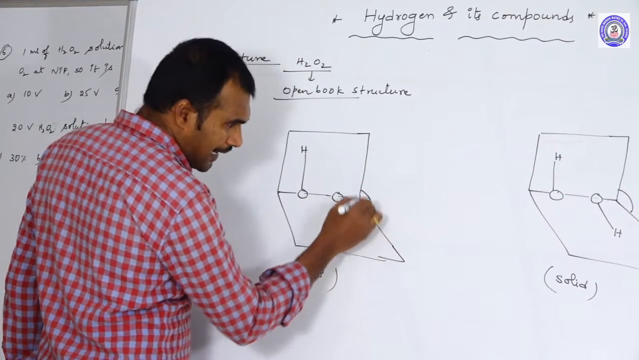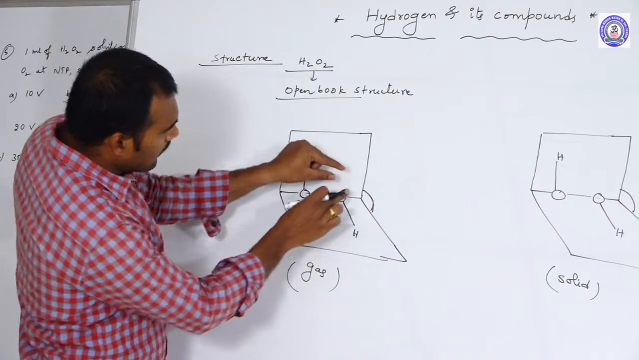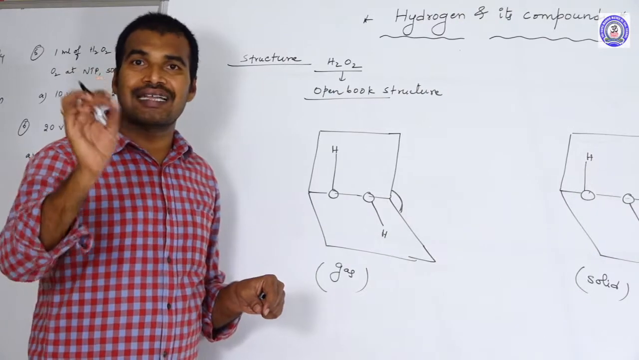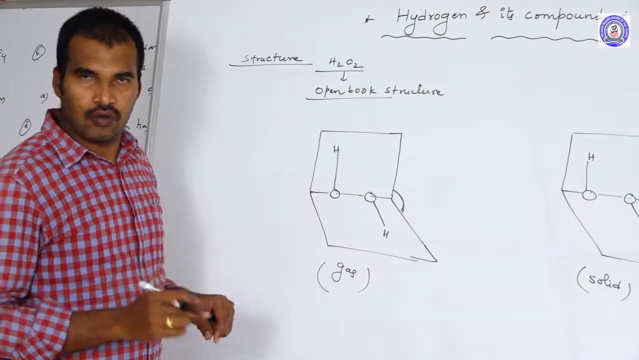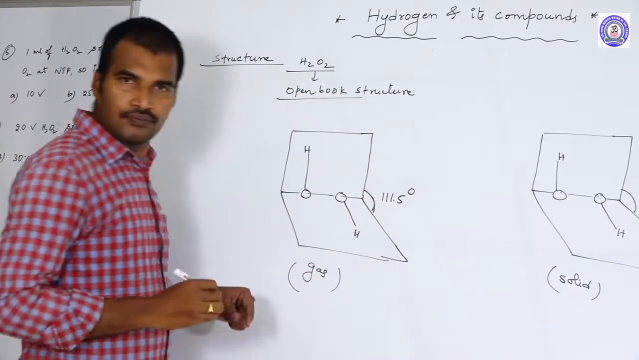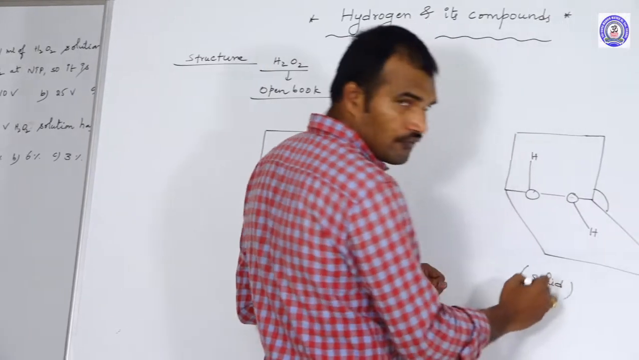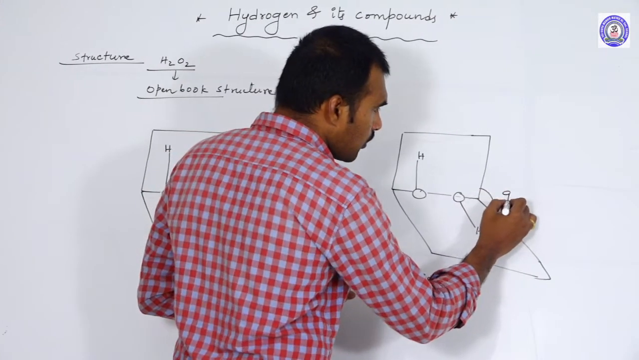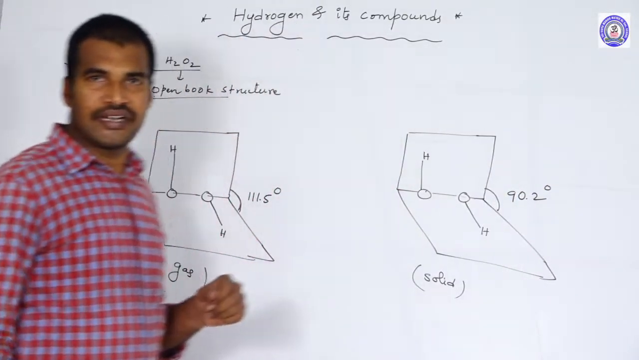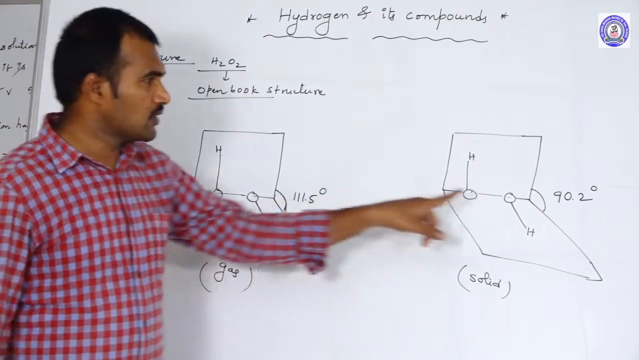the dihedral angle: this is one plane and this is another plane. The angle between the two different planes, this angle we call a dihedral angle. And this angle is what? 111.5 degrees in gas phase. And in solid phase, in crystalline phase, this is 90.2 degrees.